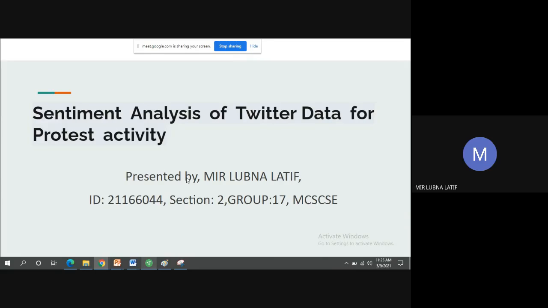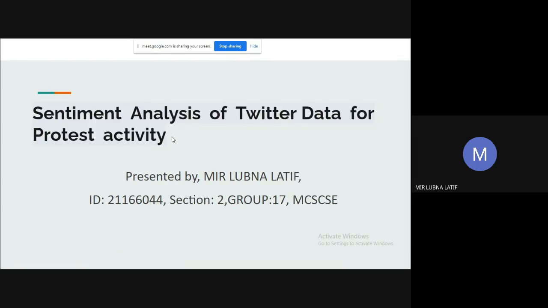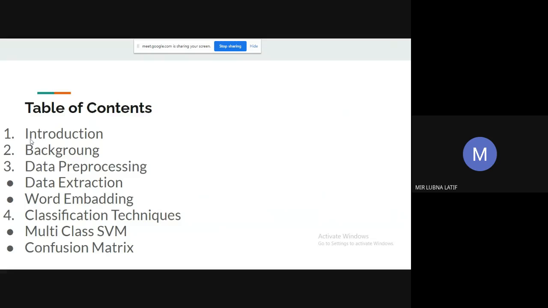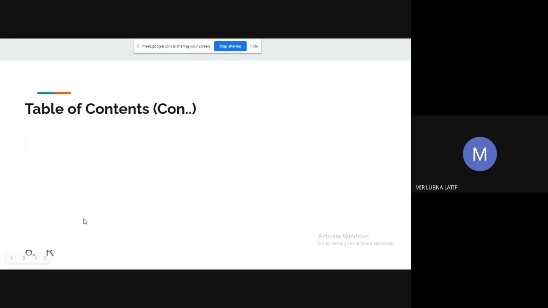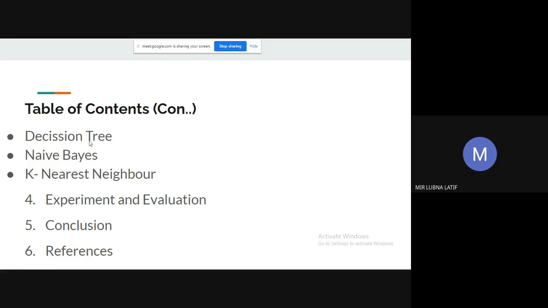I'm going to talk about a project idea called Sentiment Analysis of Twitter Data for Protest Activity. I'm going to talk about the introduction, background, data pre-processing, where I'm going to describe data extraction and word embedding, and classification techniques, where I'm going to describe some classifiers like multi-class support vector machine, confusion matrix, and also the decision tree, naive Bayes, k-nearest neighbor, and the experiment and evaluation of my project, and conclusion and references.